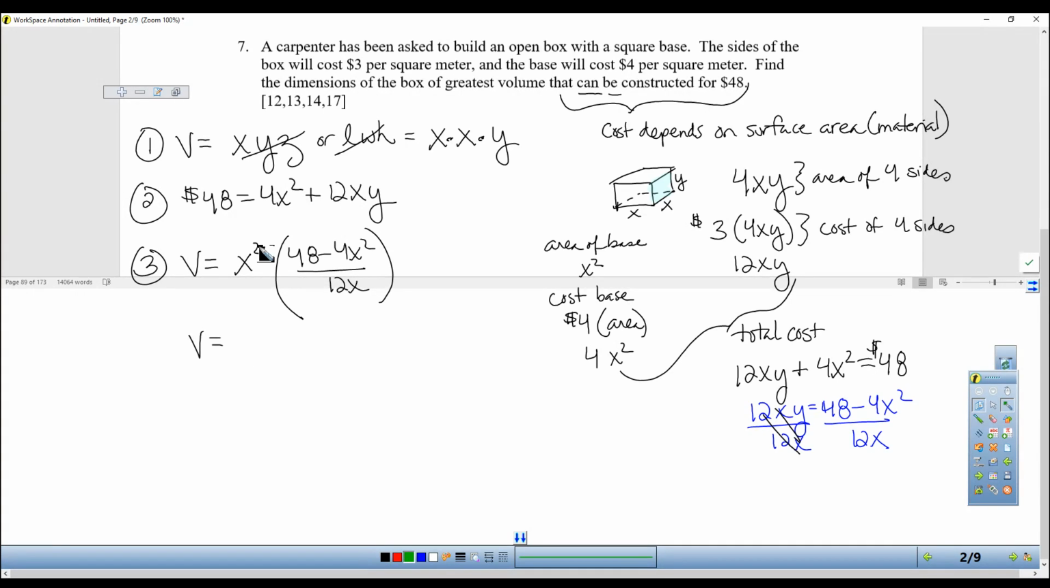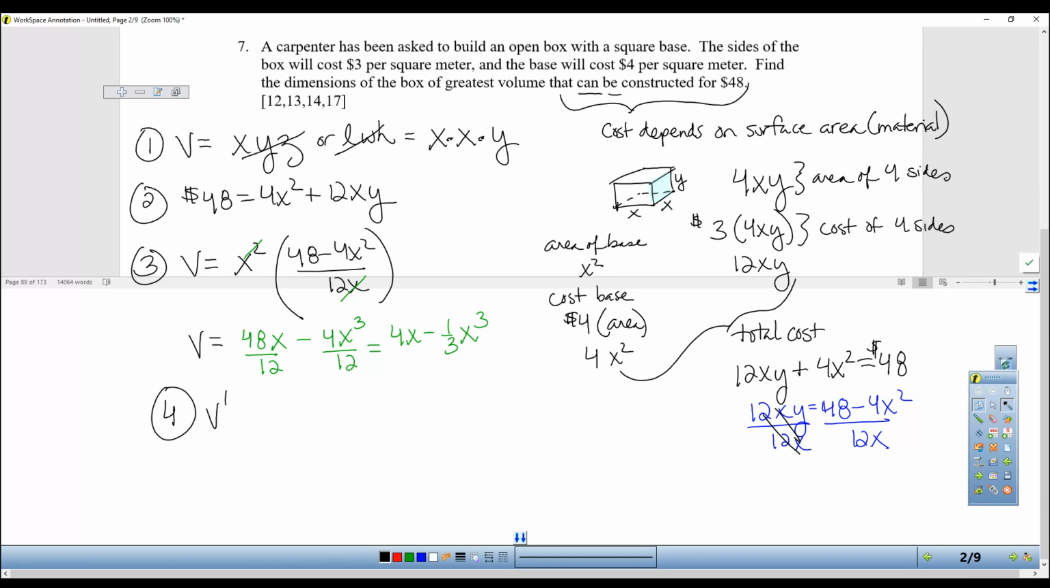One of these x's cancels, and I get 48x minus 4x cubed. And I'm going to put them individually over 12. I feel like that's a safer way to make sure that I correctly handle the 12, which is 4x minus 1/3 x cubed. It doesn't look so bad now, right? It looked like it was going to be pretty horrible in the beginning, but this derivative is going to be easy.